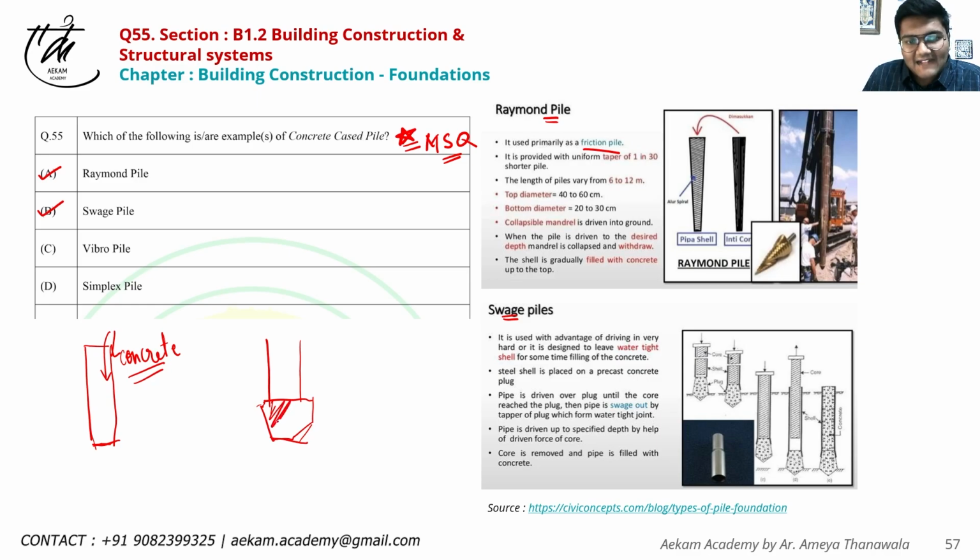This concrete plug acts as a bulb or it swages out. So that's why the name is given as swage pile. And then again, this is filled with concrete and it is cased with concrete. So again, this is a concrete cased pile.